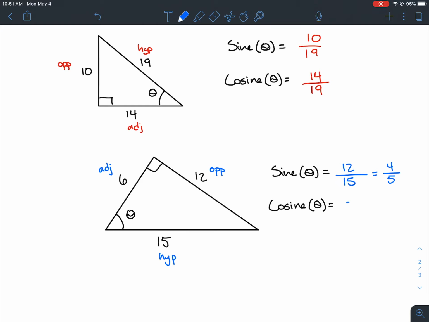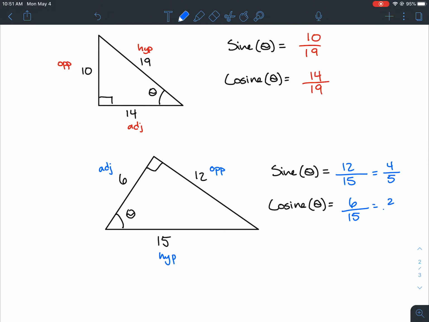And cosine is our adjacent over the hypotenuse, which in this case is 6 over 15. And again, you don't have to, but you can reduce that. And that gives us 2 over 5. And that's all today is.